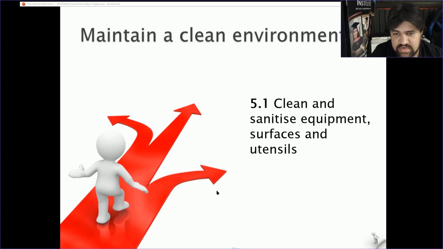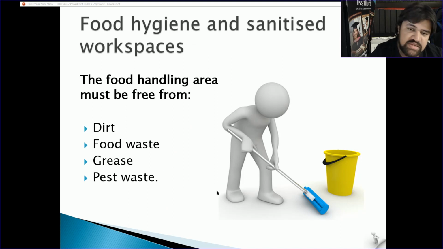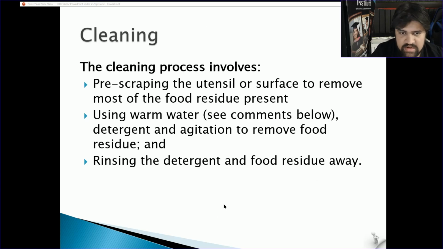5.1. Clean and sanitize equipment, surfaces and utensils. Food hygiene and sanitizing workspaces. The food handling area must be free from dirt, food waste, grease, and pest waste. Cleaning. The cleaning process involves pre-scraping the utensils or surface to remove most of the food residue, using warm water, detergent, and agitation to remove food residue, and rinsing the detergent and food residue away.